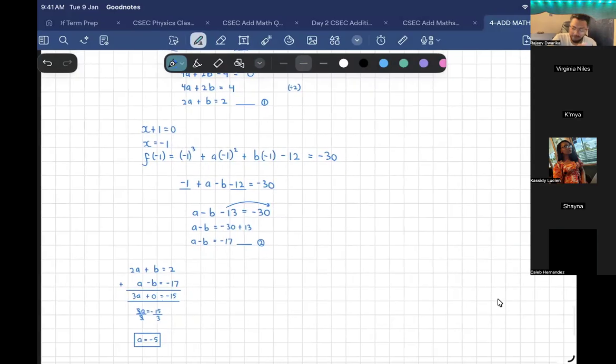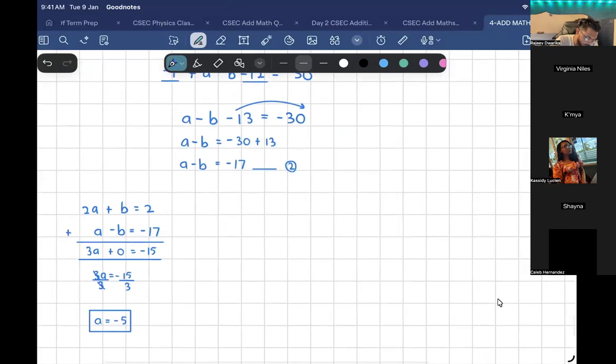Caleb, what would I find next? I have A. What to do next? Find B. What do you want to use to find B? Use the second one. Does it matter which one we select? It doesn't matter. Alright, let me use the second one. So A minus B is equal to minus 17.